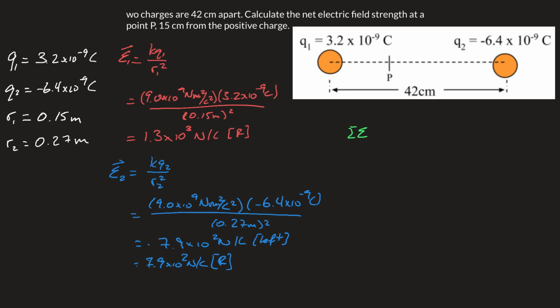So the sum of all my electric fields is the first one plus the second one. So we have 1.3 times 10 to the 3 newtons per coulomb, positive value since it's going to the right, plus 7.9 times 10 to the 2 newtons per coulomb, positive value going to the right. And our net is 2.1 times 10 to the 3 newtons per coulomb. And that is also going to the right.